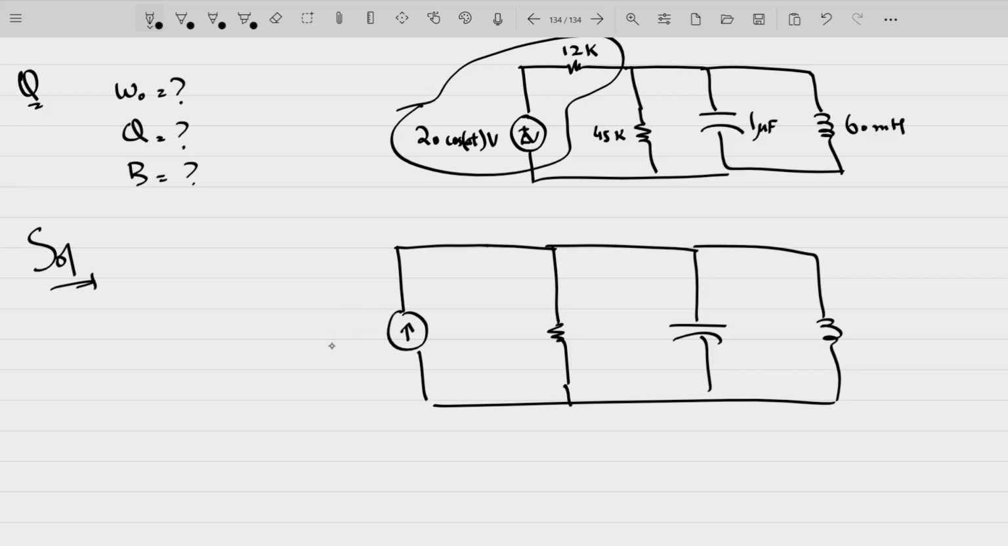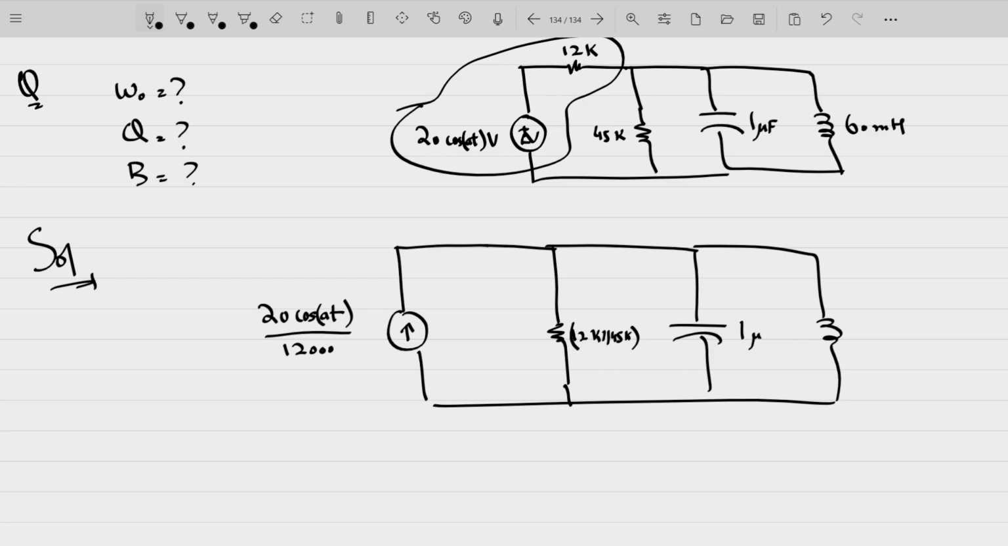Now what is the value of this current source here? This will be simply 20 cos 80. So this is actually the voltage. We have to convert it into current. So dividing by 12,000, that is the value of this resistance. And then this resistance value here is actually 12k in parallel with 45k now.